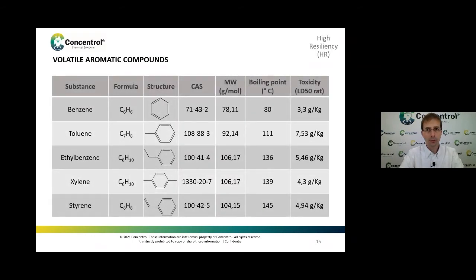Another important source of emissions to be considered are the aromatic volatile substances. In the table, we have listed some of the main substances which are believed to be found in a polyurethane foam. We can see that they have boiling points which are between 80 degrees and 150 degrees. So they can be easily released from a foam in summer, for example, in a car.